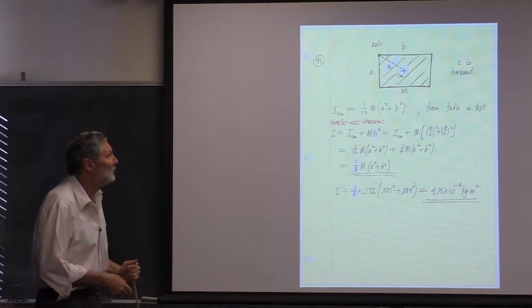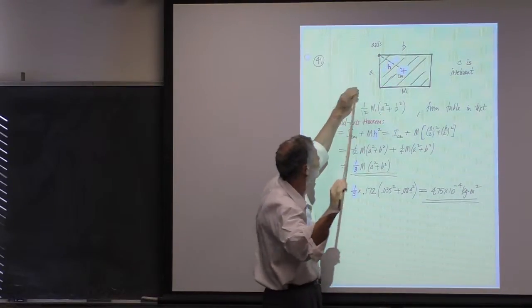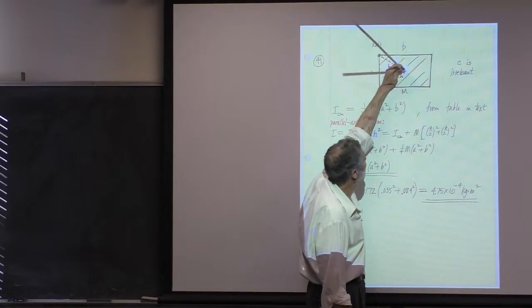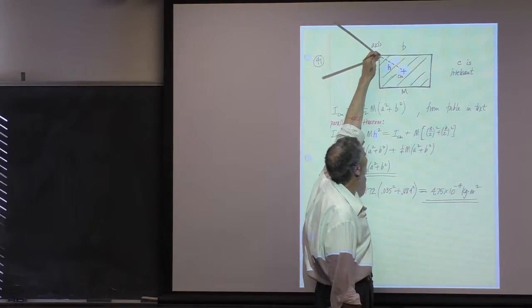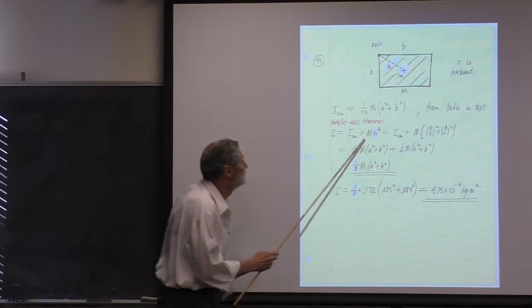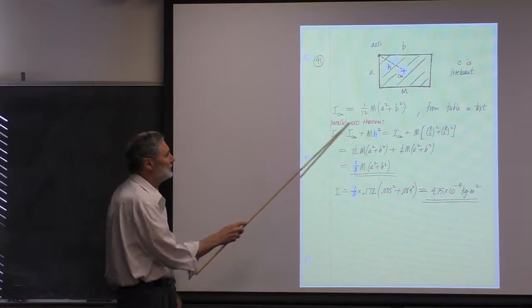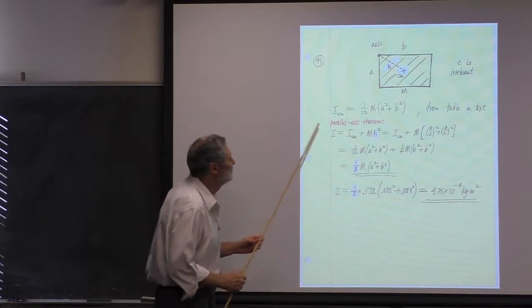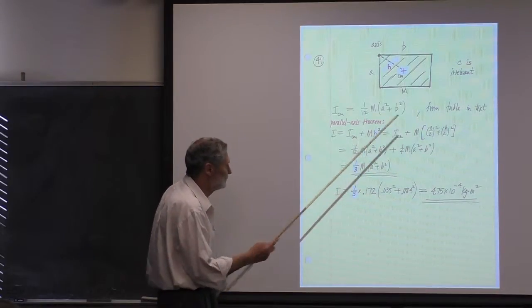Now we can use the parallel axis theorem to find out what the moment of inertia is here, because we know the moment of inertia about this axis. We can find the moment of inertia about any parallel axis, no matter where, very simply from the parallel axis theorem that we derived in lecture. So I'm going to do this. I'm not going to plug in the numbers until the end here, and you'll see why.